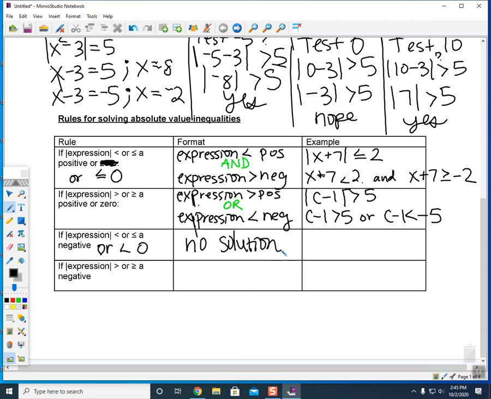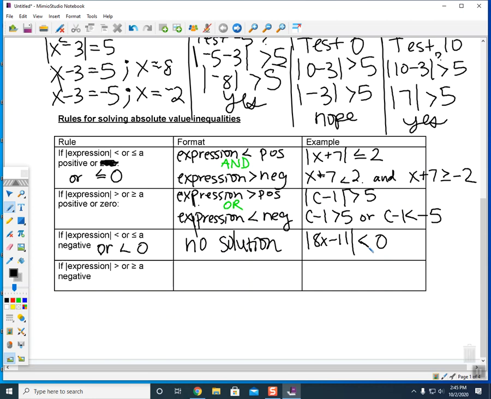You can just look at it and use common sense and say, oh, well, I know absolute value can never be negative, so it's no solution. An example of that could be the absolute value of 8x minus 11 is less than 0, right? In this case, I have that the absolute value of something is going to be less than 0, which means it has to be a negative number, which means it can't be true. That's not going to be a true statement.